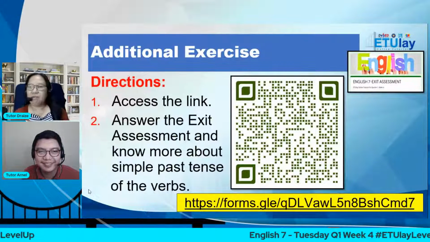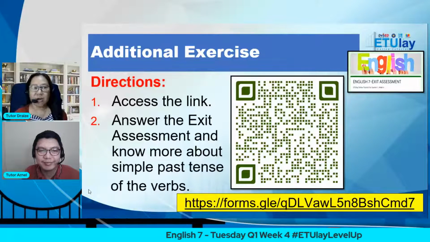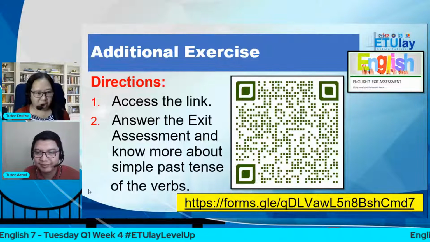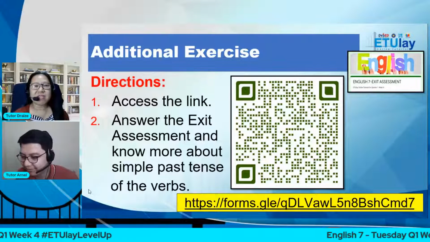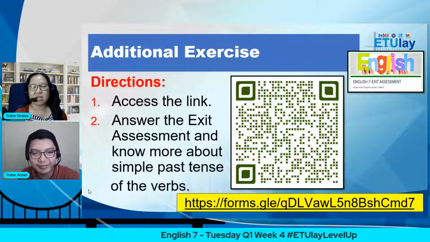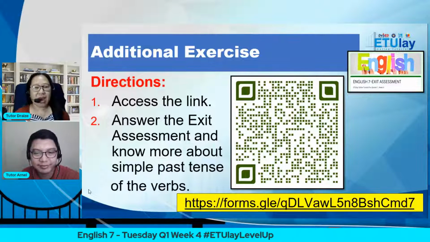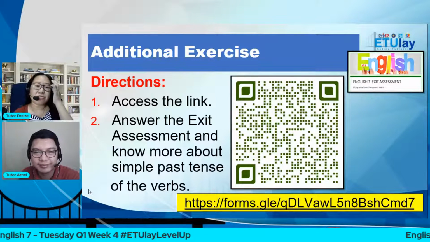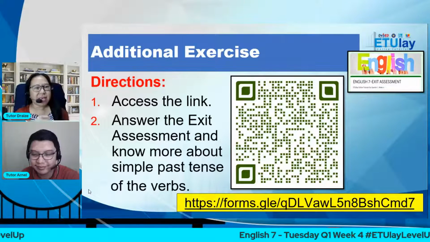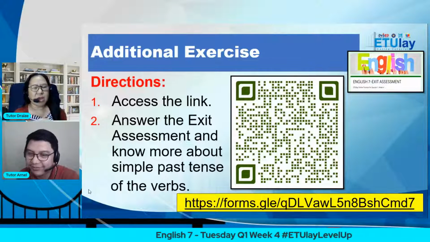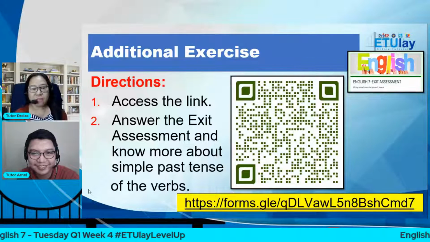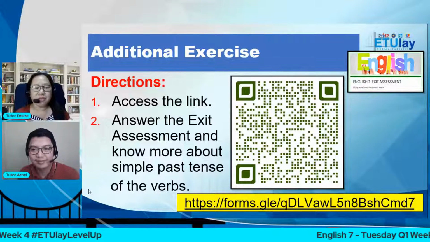So, as for our additional exercise, this is a voluntary work, of course. If you would like to improve yourselves more, the additional exercise will do. This will actually make you learn more about the past tense of the verb. It's a 5-item quiz. All you need to do is access the link, or you may scan the QR code there. It's easier to scan the QR code, right? So instead of remembering or typing the code, you just have to do something like this.